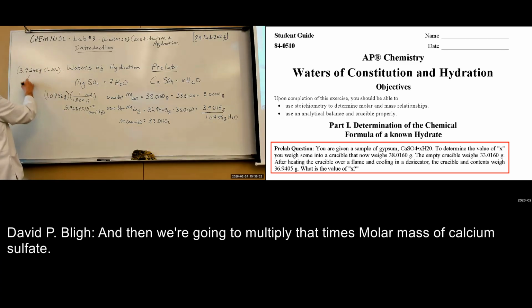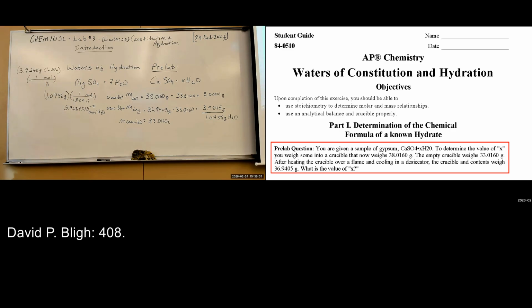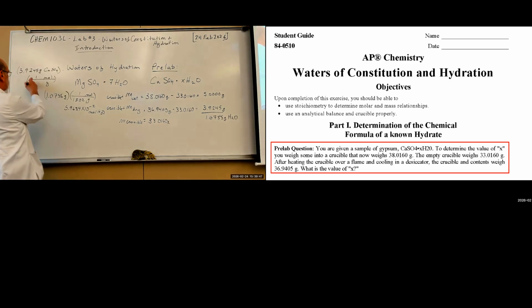And then we're going to multiply that times the molar mass of calcium sulfate. I have to calculate that one. I don't remember what that is. 40.08. And sulfur is 32.07. And 4 oxygens, which is 64. So that's 136.15.